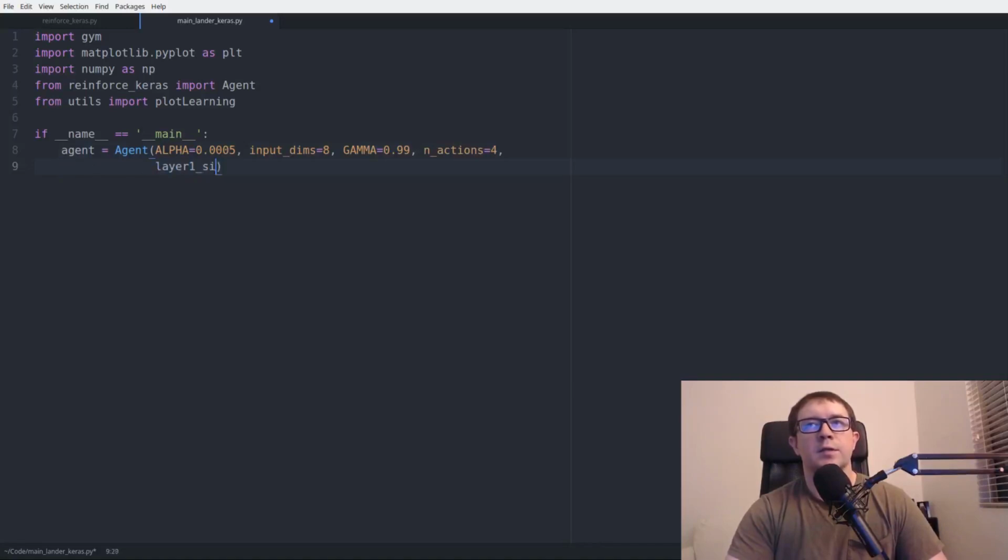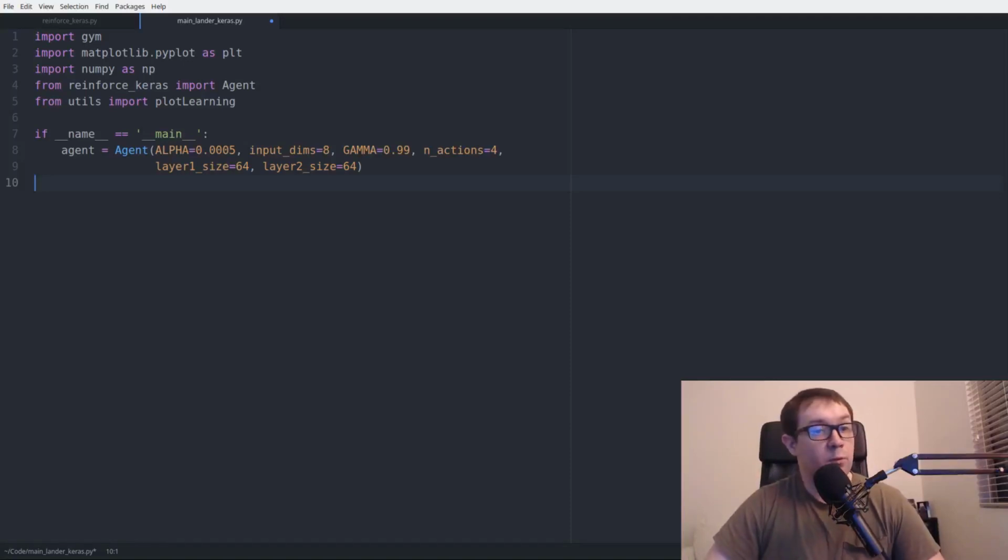Layer 1 size equals 64, layer 2 size equals 64. And these are kind of what I found to work. So just a spoiler alert, policy gradient methods, and the REINFORCE algorithm in particular, are incredibly sample inefficient because we discard all of the memories at the end of each episode. So it doesn't make very good use of everything that happened prior to this episode.